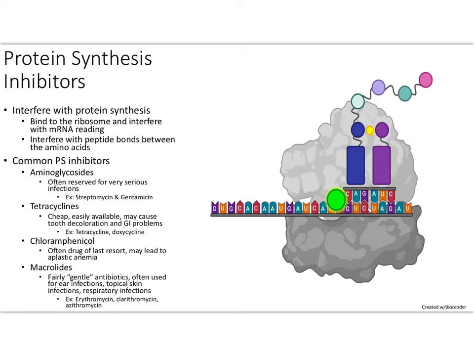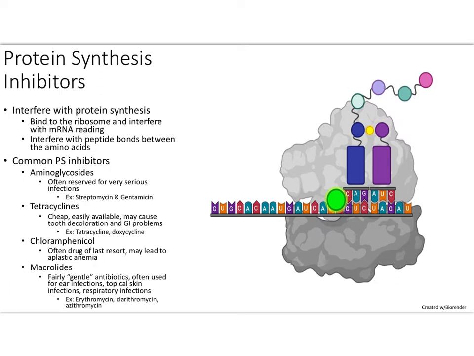So oftentimes these are given in situations where another antibiotic might not work, or we have a person with an infection that is deemed serious enough that it's time to call in the big guns and use one of these bigger antibiotics. The tetracyclines are another group of protein synthesis inhibitors. The benefits to these are that they are cheap and easily available.